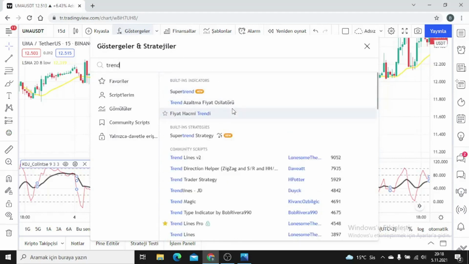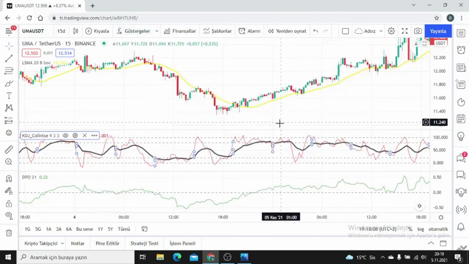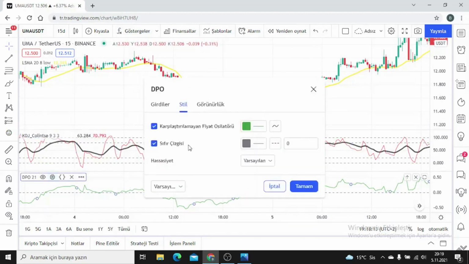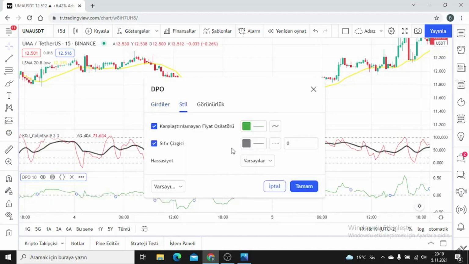Now we open the settings section. I'm changing the input setting to 10, friends. Then I change the 0 here to 0.05. Let's change the line here and even the color of this one, friends. Let's make a more distinct line, let's make it a little thicker, it would be better if we make it a normal line from here. And click OK. That's all we will do as graphic arrangements, friends.